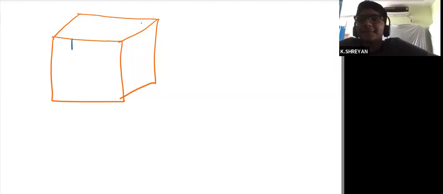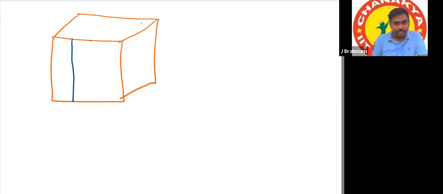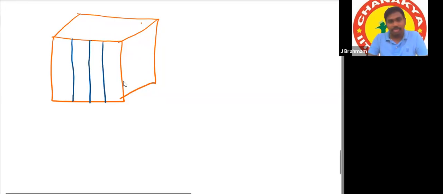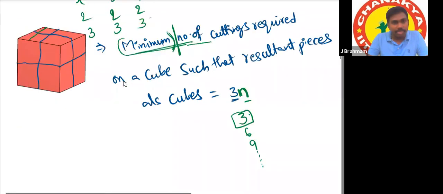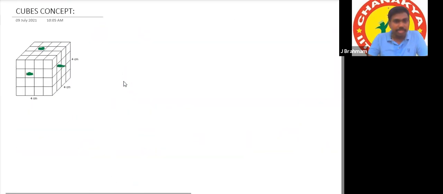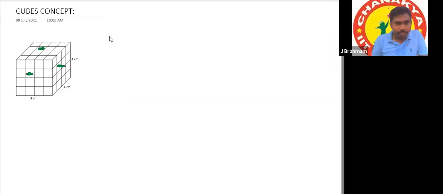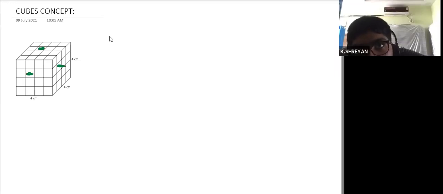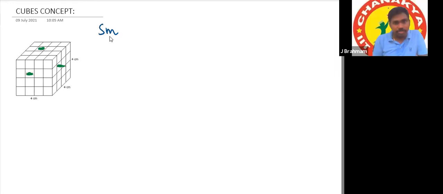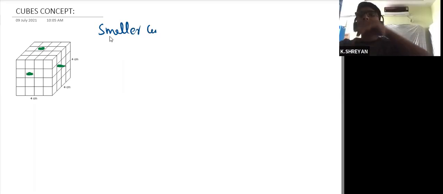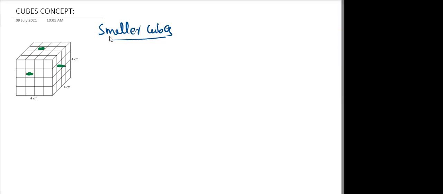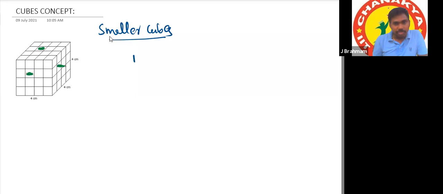Okay, then 1, 2, then 3 cuttings. First one, how many cuttings are there on the first diagram? 3 cuttings only. Okay. Let us proceed with this diagram only. Now see, from here onwards, our discussion is about smaller cubes only. So here my question is, total number of smaller cubes are?